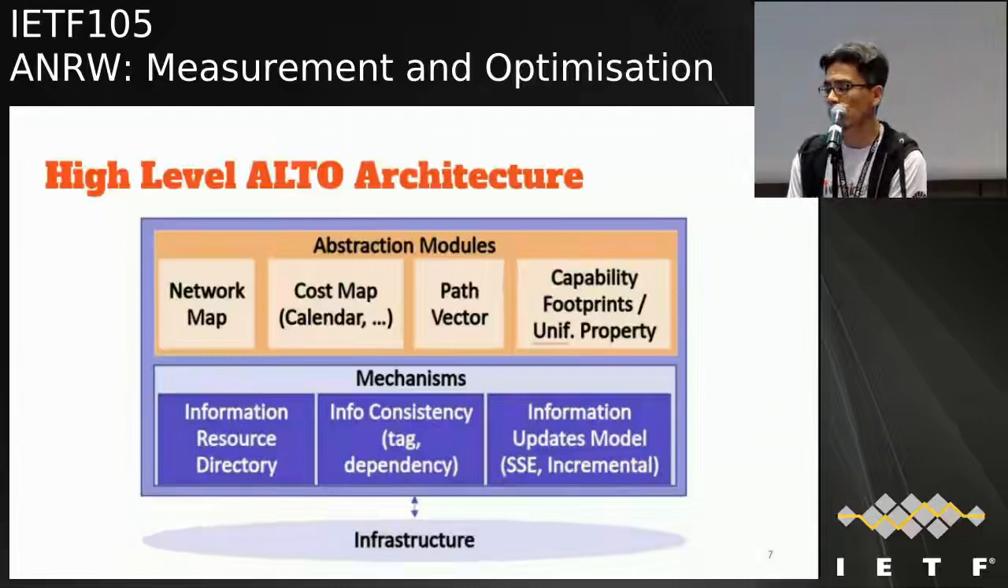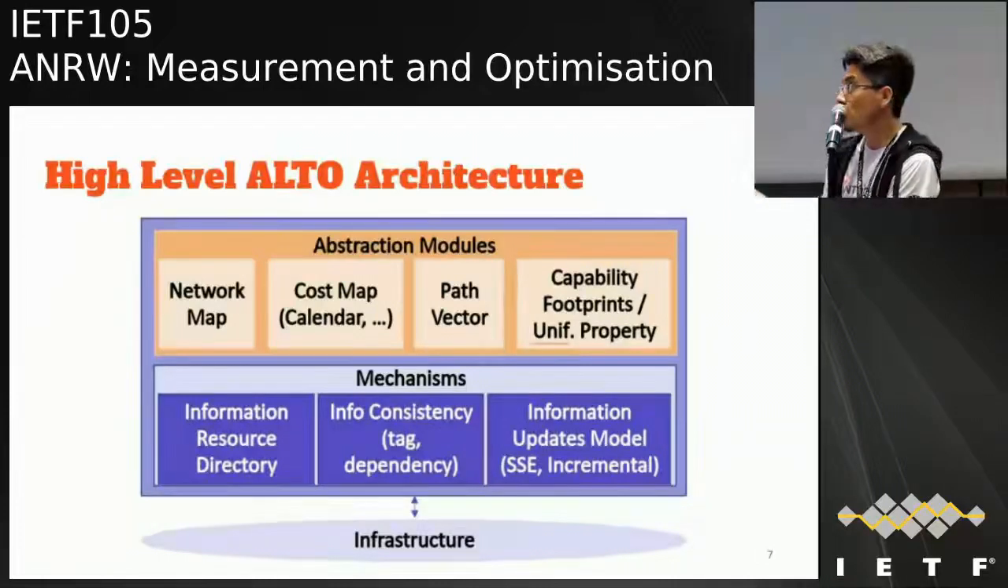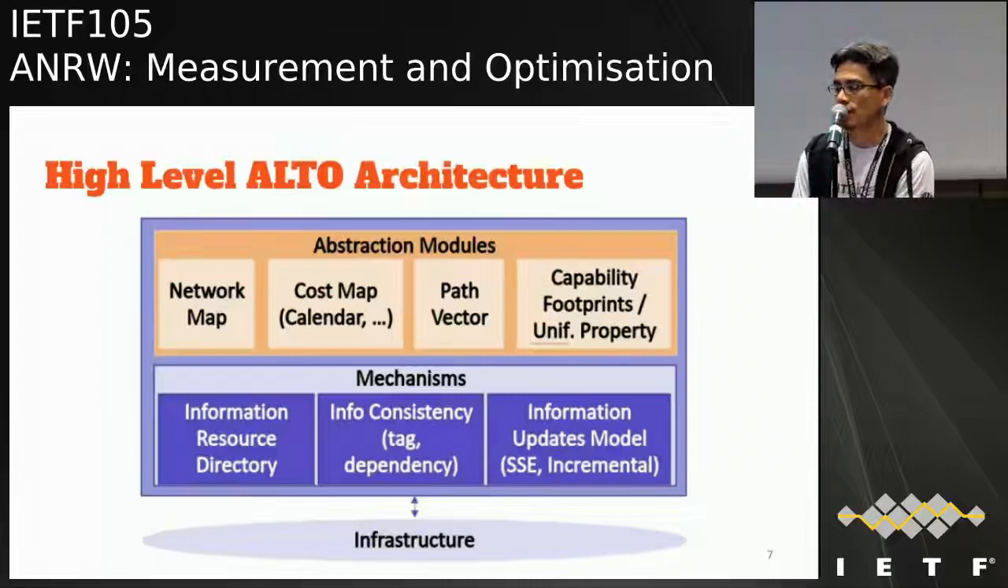And ALTO also introduces different abstraction modules such as the network map and cost map, in order to allow network location grouping and the cost between them, the path vector abstraction to provide more detailed information about the routing using abstract network elements, and capability maps to provide unified property maps and footprints capability.